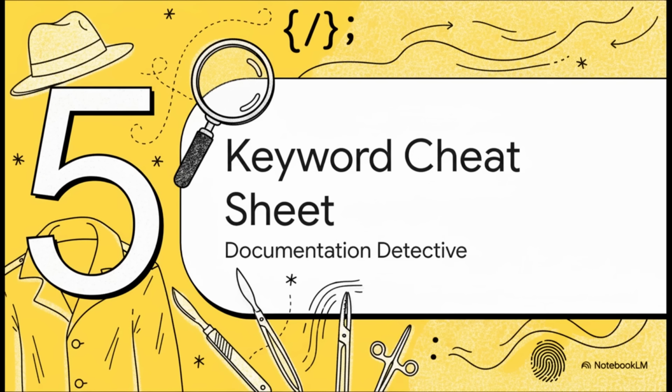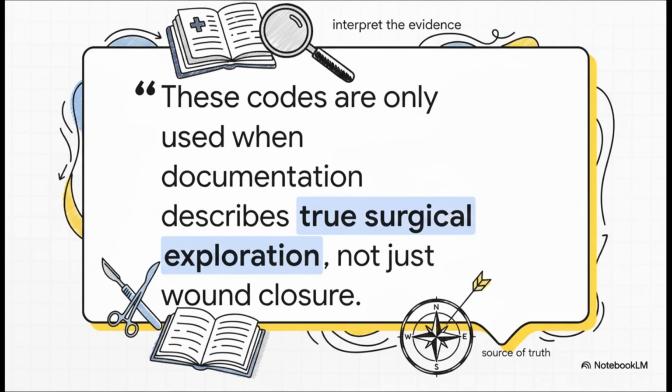And now for what I think is your most powerful tool. This is where we turn all this theory into real-world practice. Let's build your keyword cheat sheet so you can walk into any op report like a true documentation detective. I really want to land on this point because this is the golden rule. It all comes back to the story the surgeon tells in that operative report. Your job is never to guess, it's to find the evidence that's right there in black and white. The documentation is your source of truth, period.